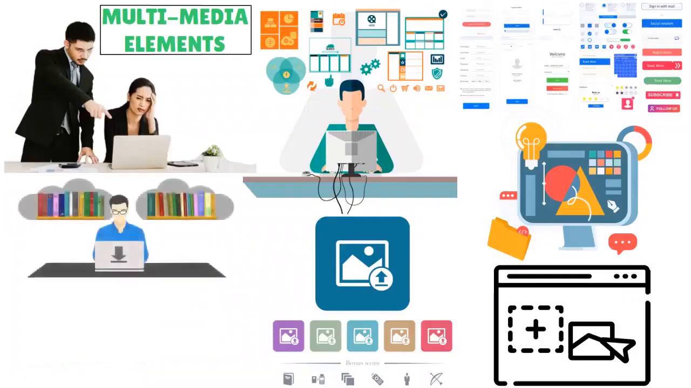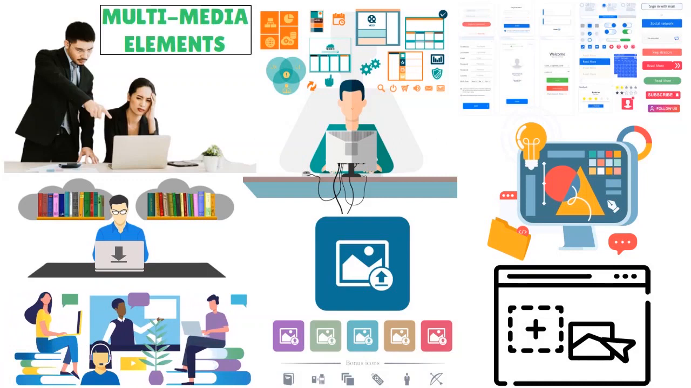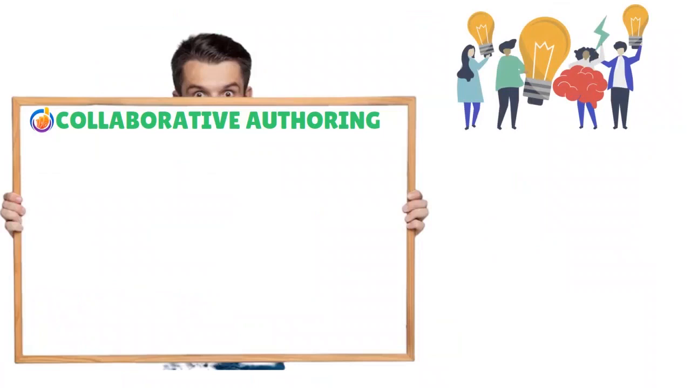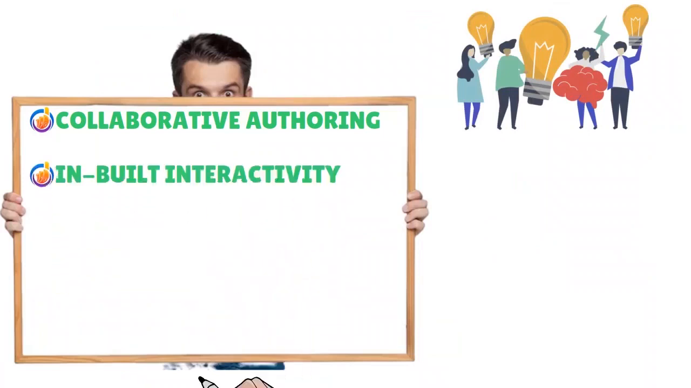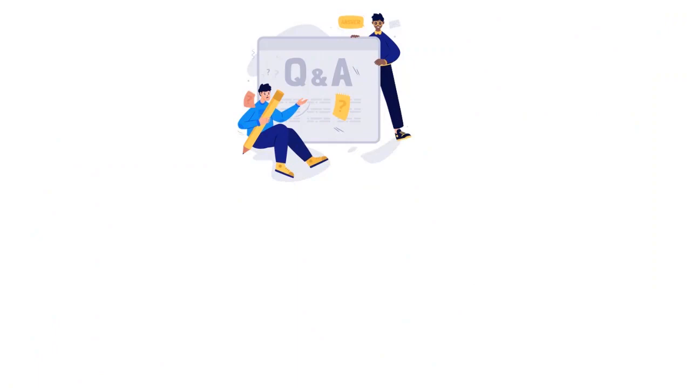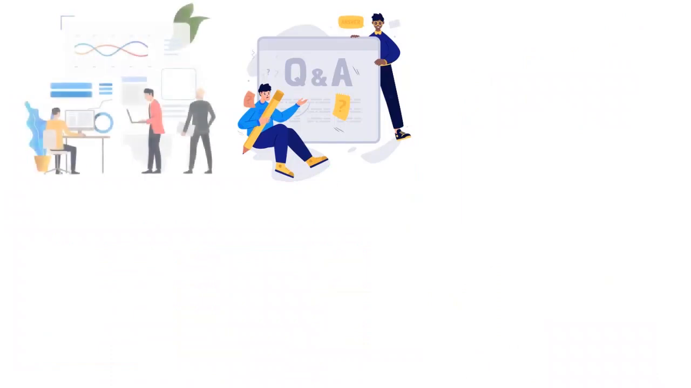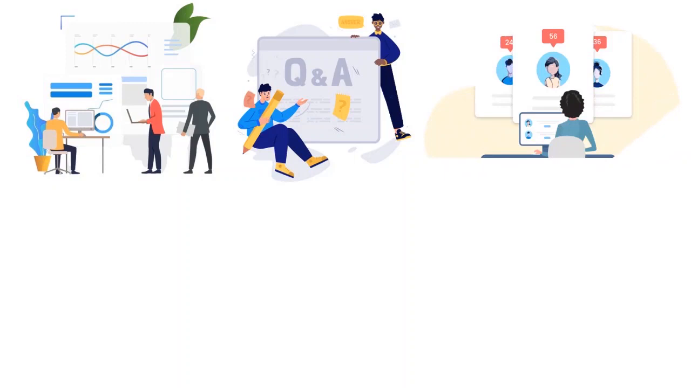You also want to have a tool that has collaborative authoring. So good rapid e-learning development tools allow multiple team members to work on the same project simultaneously for efficiency. You also want to have inbuilt creativity and inbuilt interactivity, so you can spice up your courses with interactive elements such as clickable buttons, branching scenarios, and quizzes. Also think about assessment and tracking. Okay, you want to have a tool that has assessments, quizzes, and tracking features for monitoring your learners' progress and generating reports on their performance.